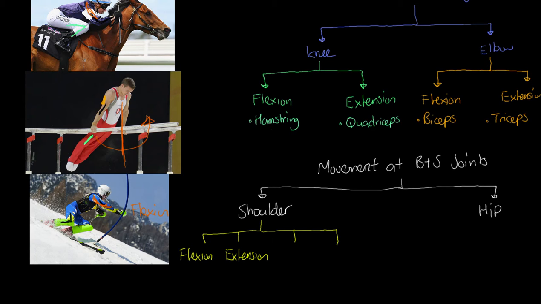The second group of movements we want to be aware of are abduction and adduction. Okay, abduction and adduction. Now with abduction, what we're talking about here is the arm is moving away from the midline. So let's focus on adduction.